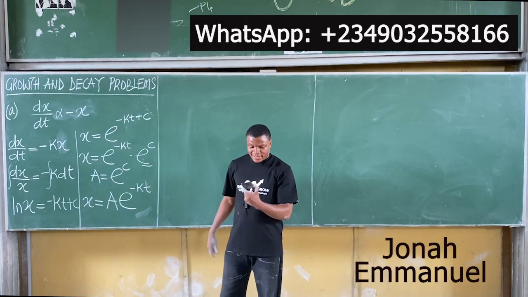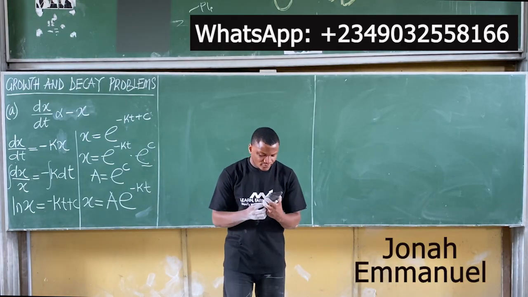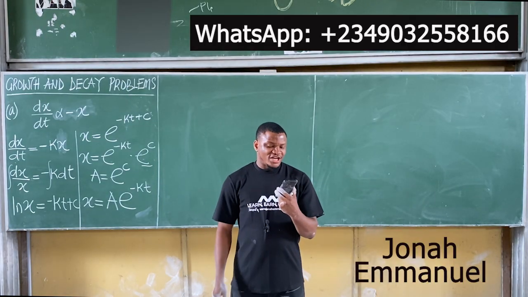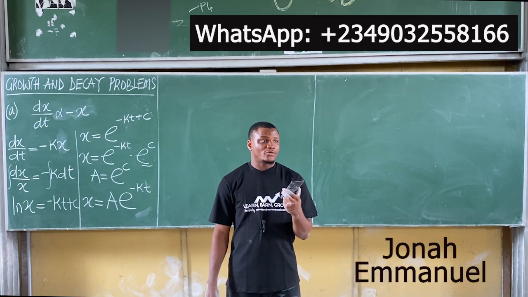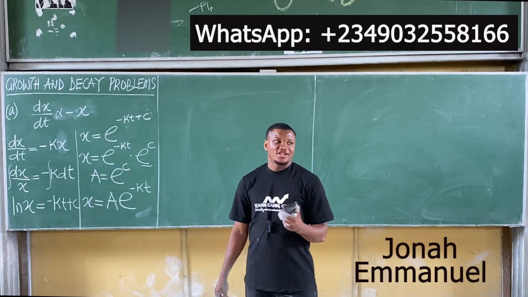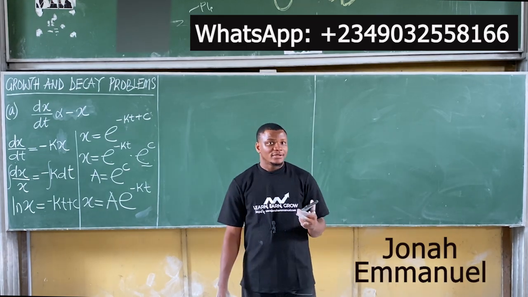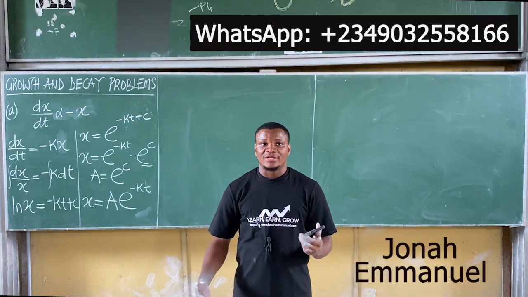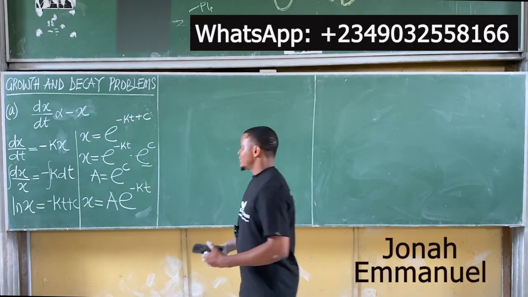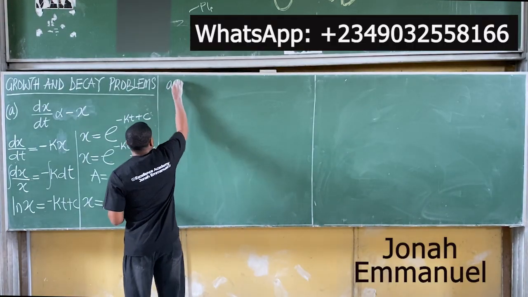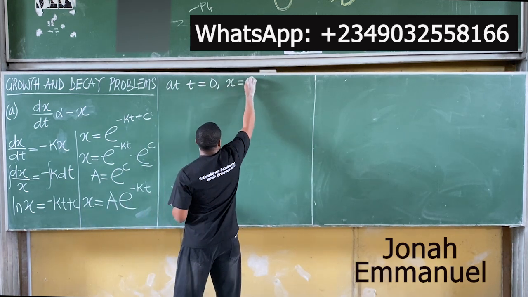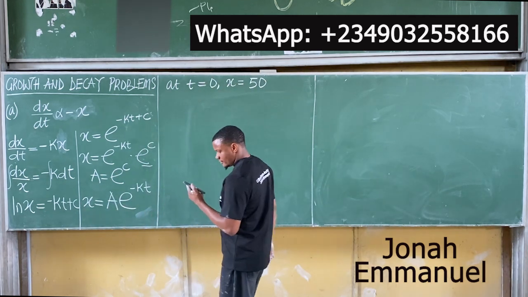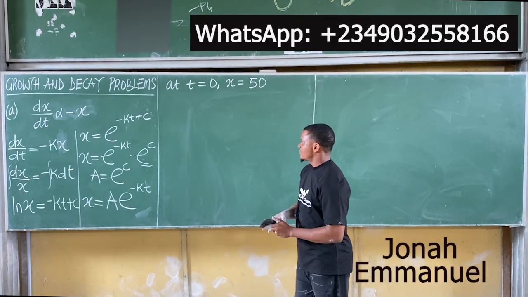All right. Let's take in conditions here. What was the initial value, please? Check your question there. What's the initial size? They said initially it was 50 milligram. That means at t equal to 0, x is 50 milligram. Right? That's it. So put it in here.